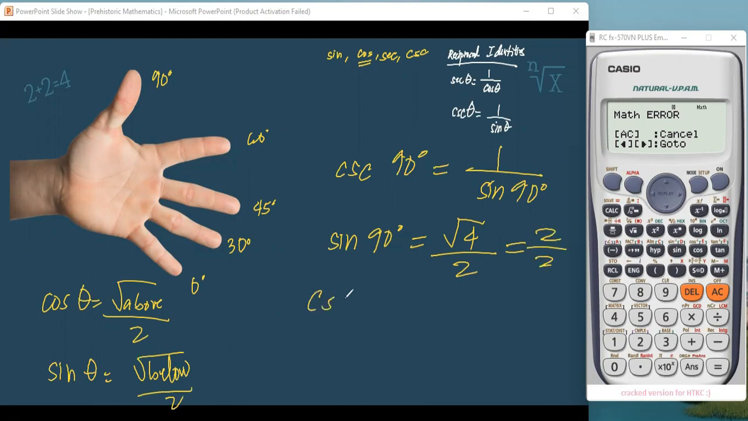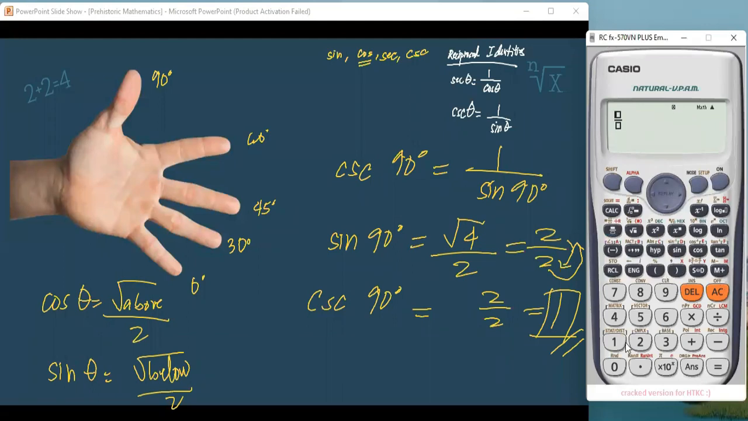So kapag cosecant na po siya, si numerator daw po magiging denominator at si denominator magiging numerator. So cosecant 90 must be equal to 2 over 2, or that is still equal to 1. So let's check if really cosecant 90 is just 1. So 1 over, wala din po tayong key for cosecant. So that means kailangan po natin gamitin si sine key. So 1 over sine 90 must be equal to 1. So correct po. Really, 1 over sine 90 or cosecant 90 is equal to 1.